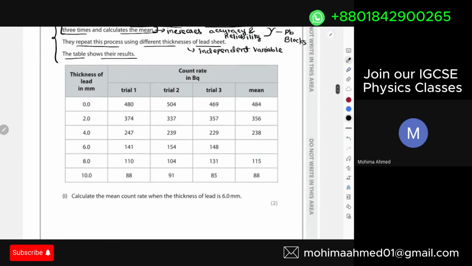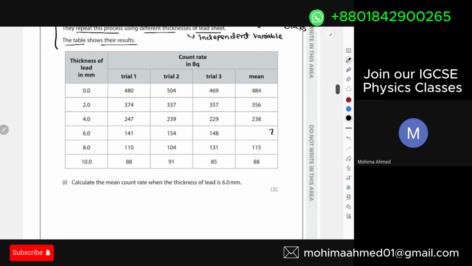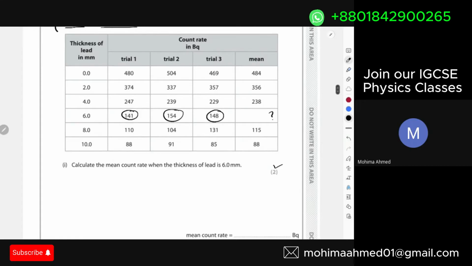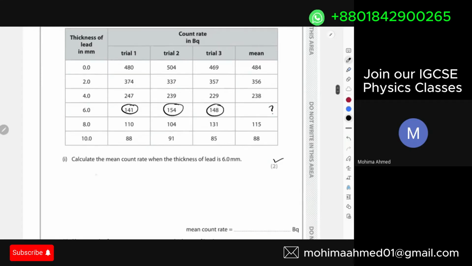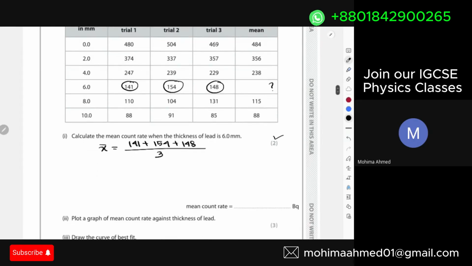Okay. Now this is the chart they have given. We need to calculate the mean for this missing box, I think. How would you calculate the mean? First data, second data, third data. Add them, divide by 3. So you have to obviously show the working, as they're giving you 3 marks for it. So the mean is going to be 141, 154, and 148, everything divided by 3. How much do you get for this?